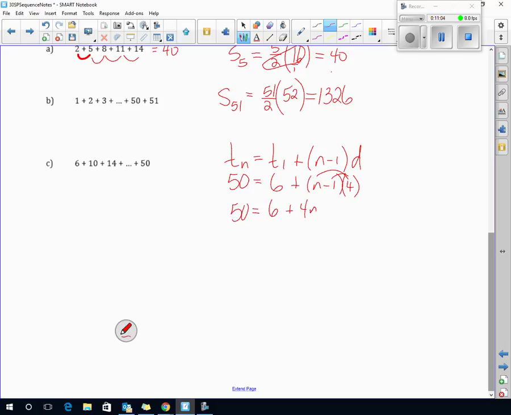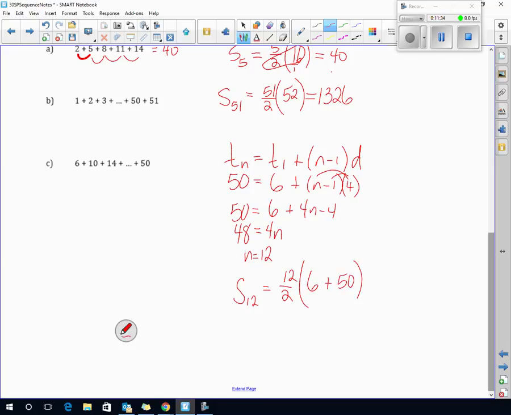So I know that there's 12 terms that I'm now going to add up. So we need to find the sum of 12 terms. So the sum of 12 terms is 12 divided by 2. Take the first term, which is 6, add the last term, which is 50. And 6 times 56 is 336.